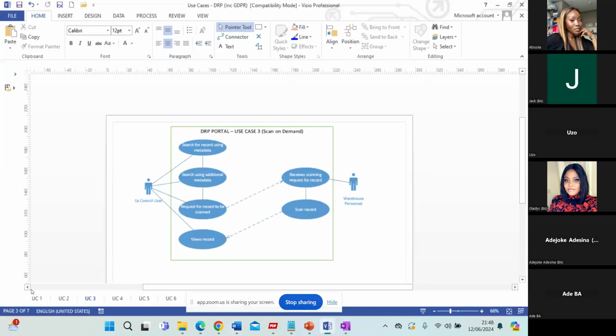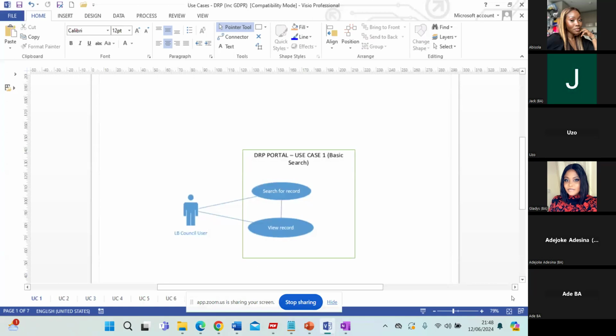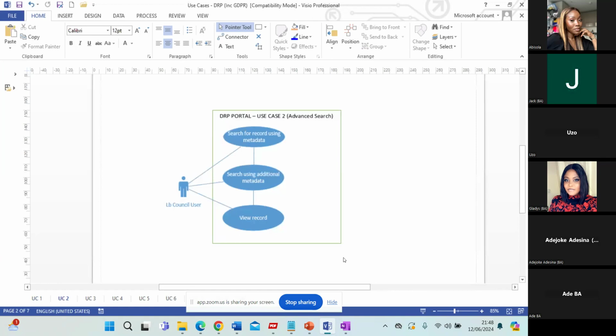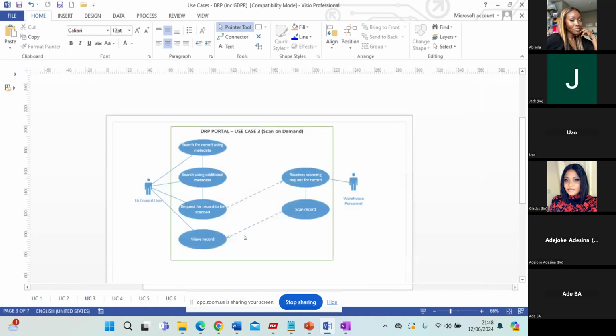So having said that, this is now the visual representation of that use case diagram. So remember the first one, you have the user who is authorized, and then this is the system, the portal that we're talking about. Remember, he's authorized and he's logged in, and he does a search for the record and he sees his record. This is a visual representation of that first use case. Then this is the second one. This is the third one. So now the third one includes the warehouse personnel. Remember, we added the warehouse personnel.